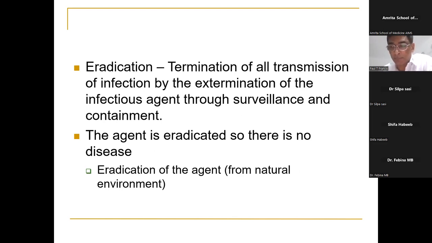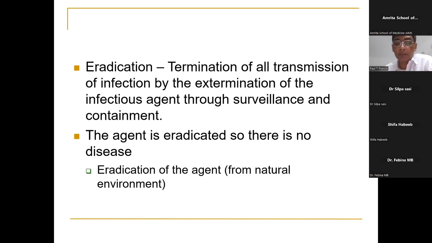One example would be polio. We don't have disease of polio in India, so we can say poliomyelitis has been eliminated from India. But it is not eradicated because the agent is still there, and that is why we are continuing with the immunization. So to make it simple, I would say eradication is the eradication of the agent.